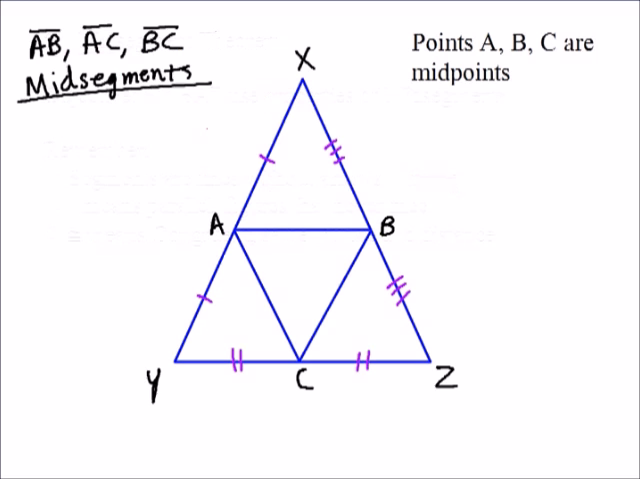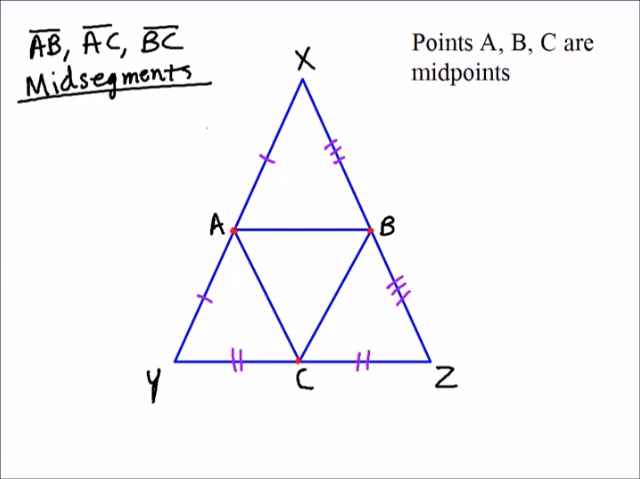Let's move on. So mid-segments, you need to know what your midpoints are. I've put over here A, B, and C are your midpoints. If they're midpoints, that means they are directly in the middle of your segments. And mid-segments connect midpoints. So AB is going to be a mid-segment, BC is going to be a mid-segment, and AC is going to be a mid-segment.